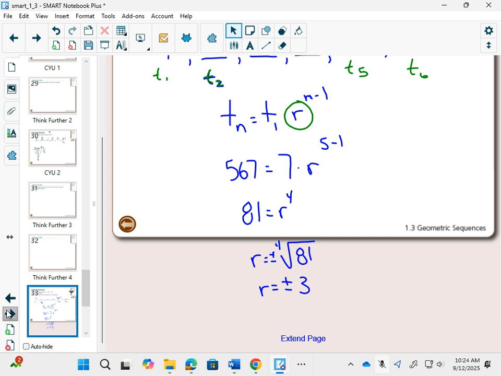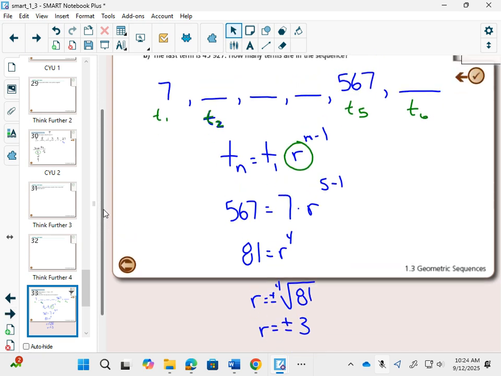Okay. So now that I know r is plus or minus 3, that means that term 2 is either 21 or negative 21. And if I take 567 and multiply that by 3, this could be 1701 or negative 1701.